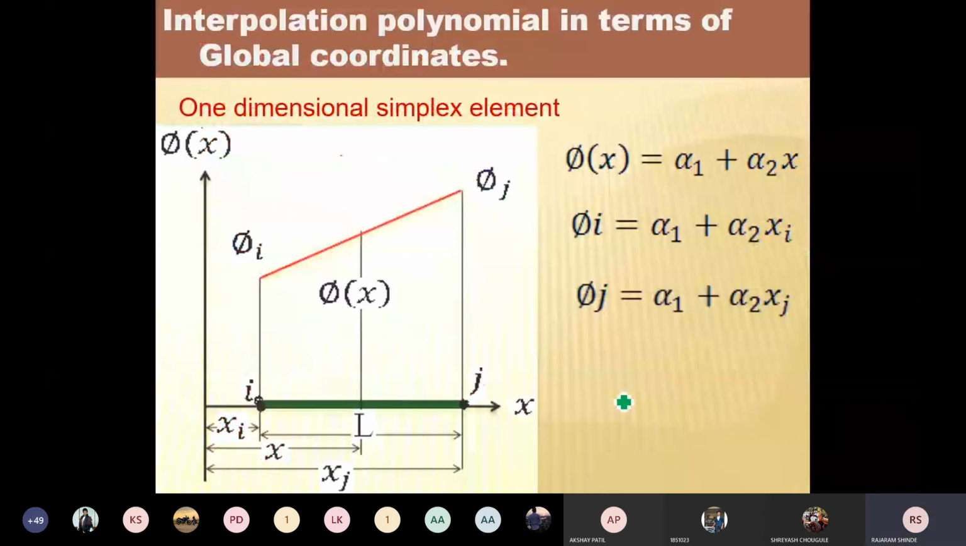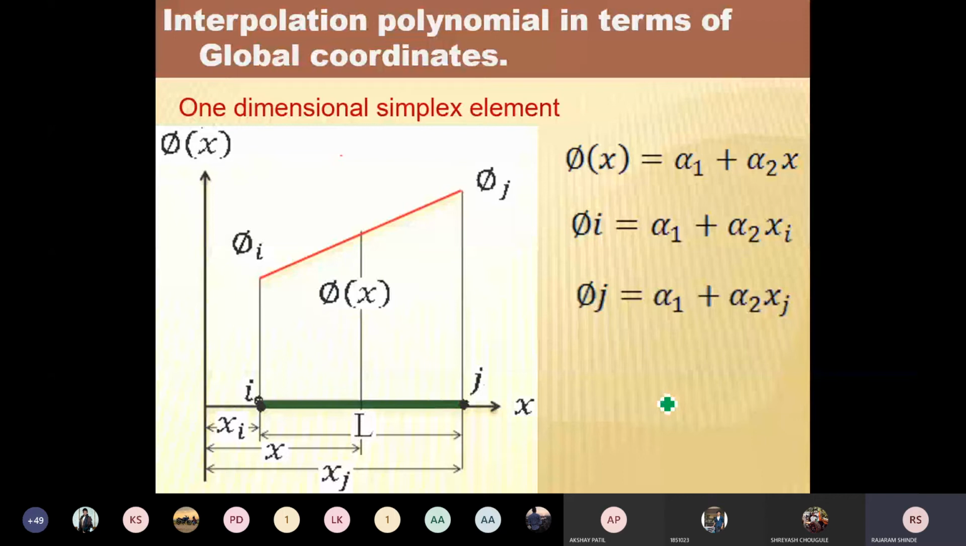Now, the interpolation polynomial in terms of the global coordinate system. These concepts are very important, and we have already discussed them. The equations we are deriving here are very important, as we use them regularly in applications of the finite element method. In this unit we will go for the simplex element. Simplex elements means linear elements, and we repeat the same thing for higher order elements in the last unit of this subject.